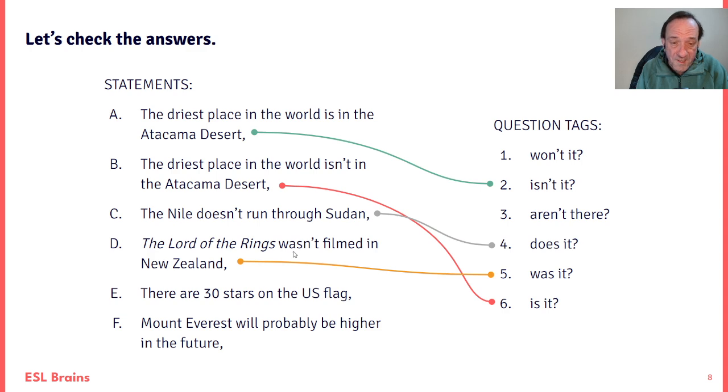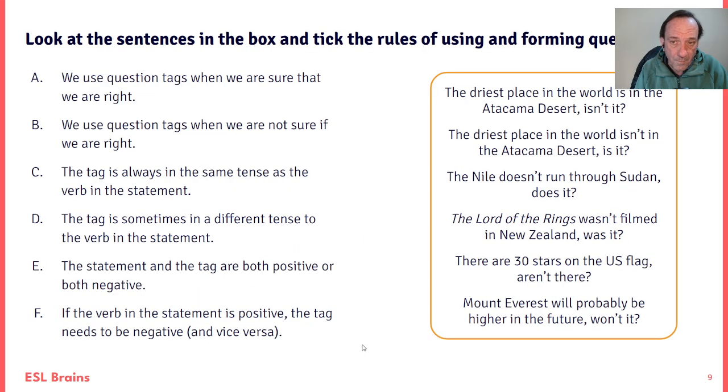There are 30 stars on the US flag. There are 30 stars, aren't there? And the last one, Mount Everest will probably be higher in the future. Well, there's only one answer left. Will becomes won't. Mount Everest will probably be higher in the future, won't it? Okay, let's have a look.